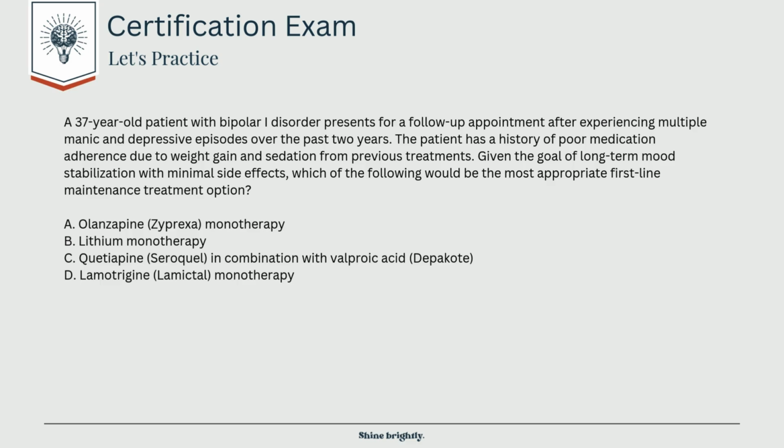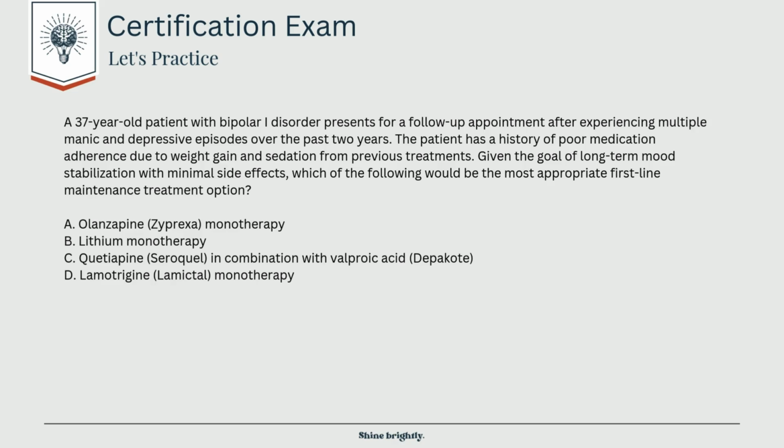So, the case reads: a 37-year-old patient with bipolar 1 disorder presents for a follow up appointment after experiencing multiple manic and depressive episodes over the past 2 years. The patient has a history of poor medication adherence due to weight gain and sedation from previous treatments. Given the goal of long term mood stabilization with minimal side effects, which of the following would be the most appropriate first line maintenance treatment option?